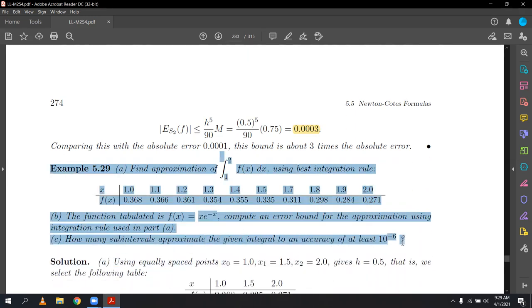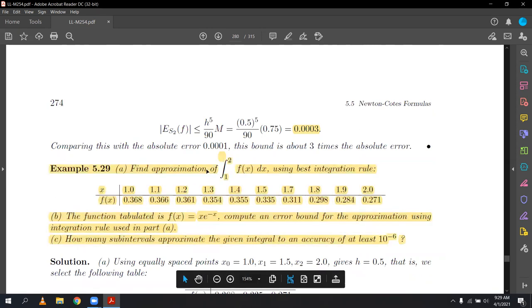Complete example for the trapezoidal rule. You say, find the approximate. As I told you, one thing to remember, please: in the exam, the teacher never mentions this. This is a point to remember, please. In the exam, the teacher never says use the trapezoidal rule or use the Simpson rule. Generally, he says use the best integration rule.